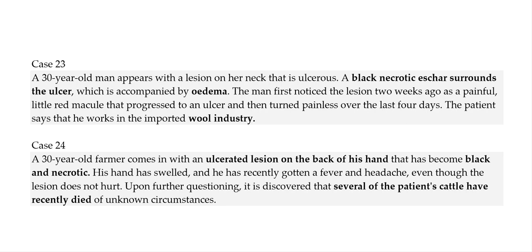Welcome back. So today we have two cases that we are going to discuss. The first one, let us start.